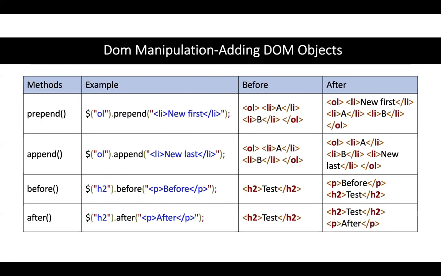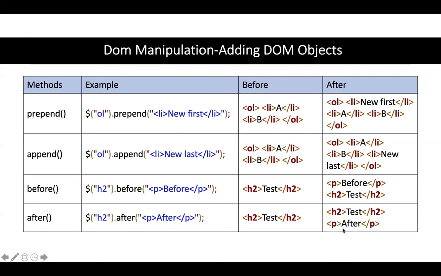So you can basically use the prepend, append, before, and after statements to put things where you want. Here with an ordered list, I'm prepending a new item to the beginning of the list. Here I'm appending something to the end of the list. Here I'm putting something before the H2 element. So here's H2, I put it before the H2 element. Here I'm putting something after the H2 element.